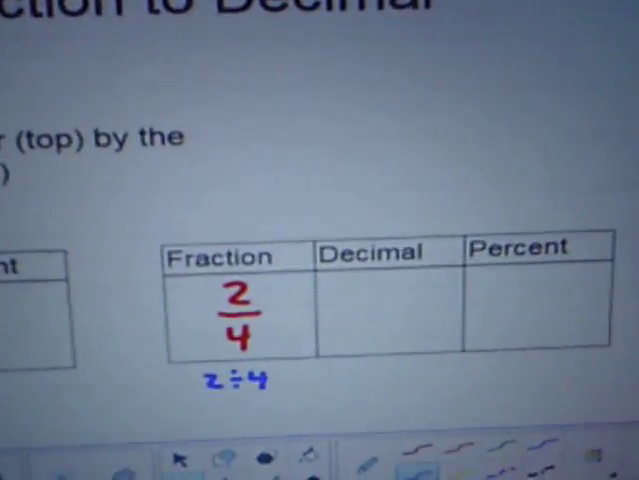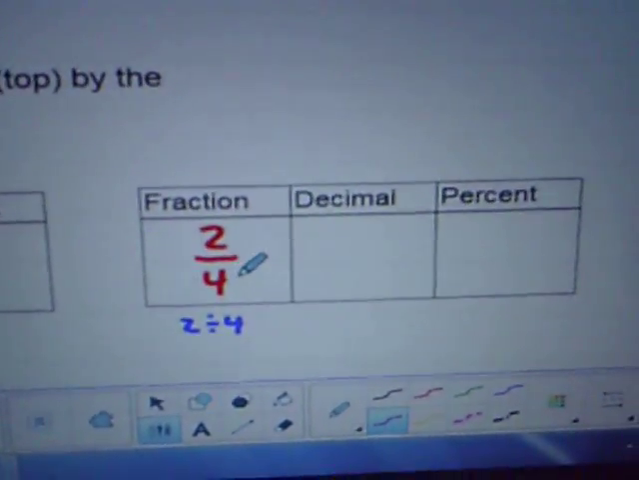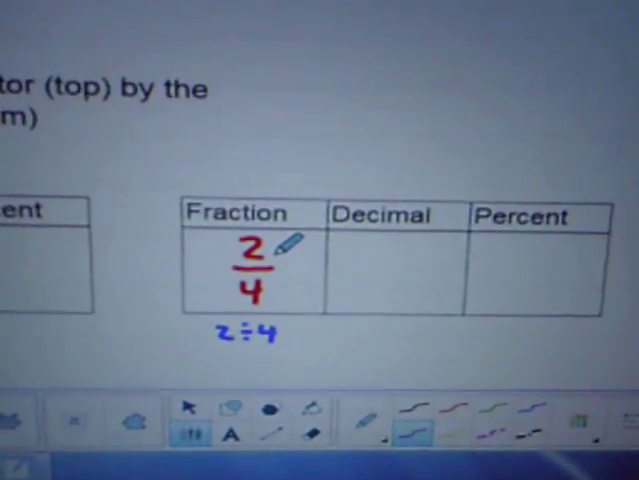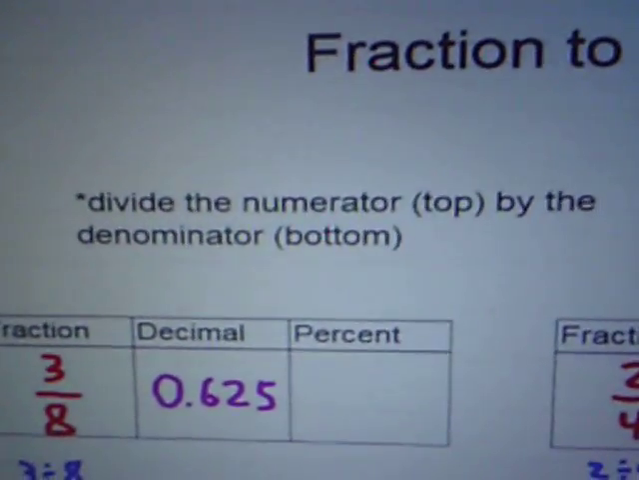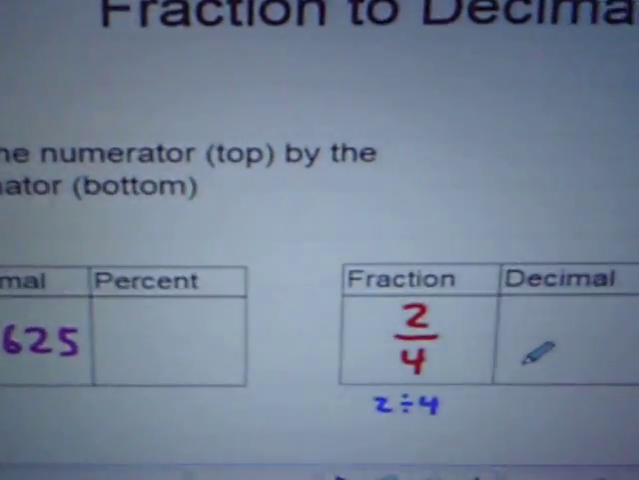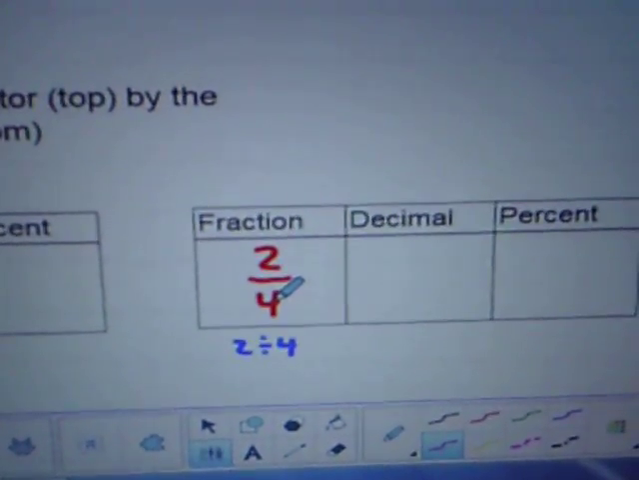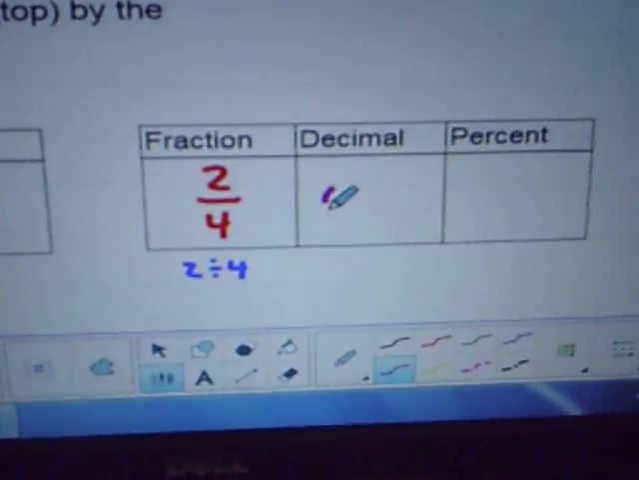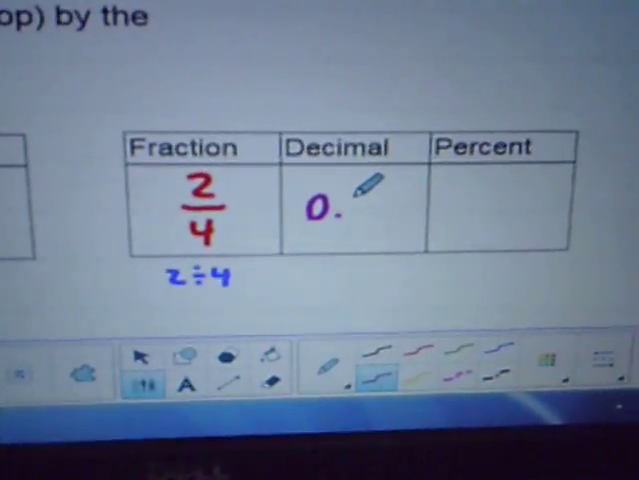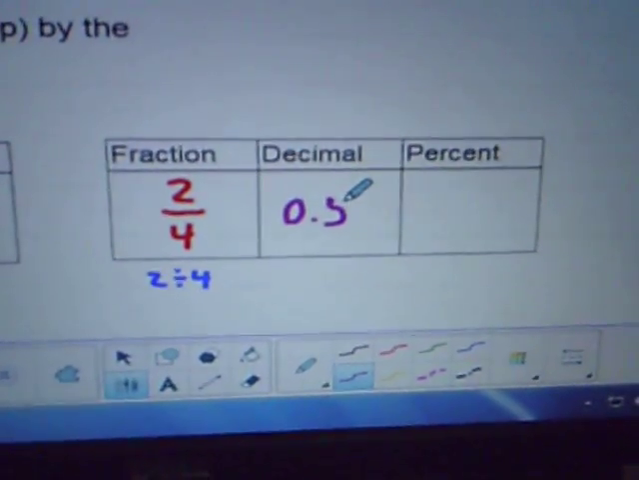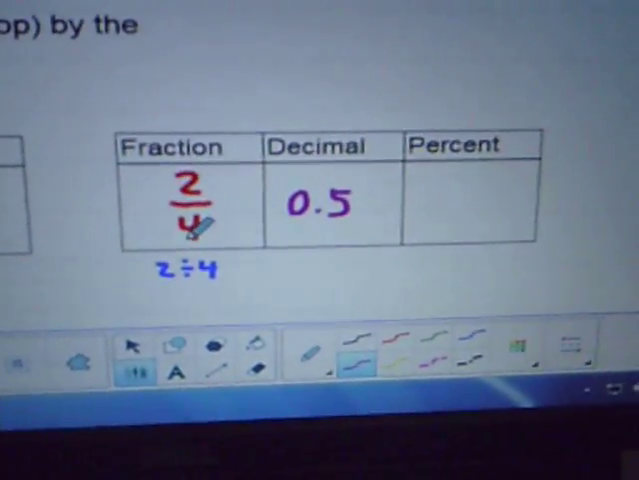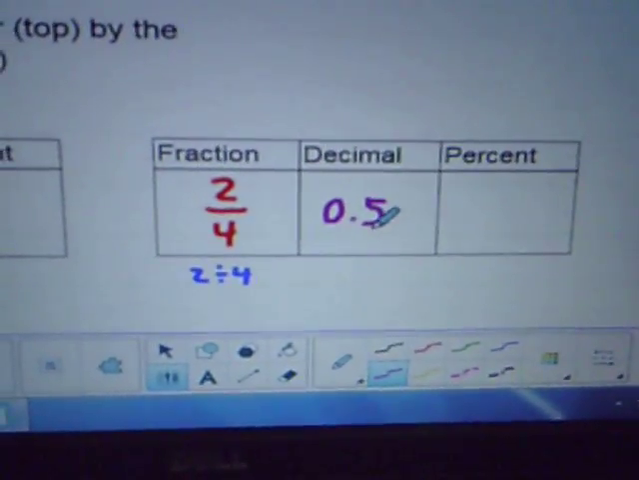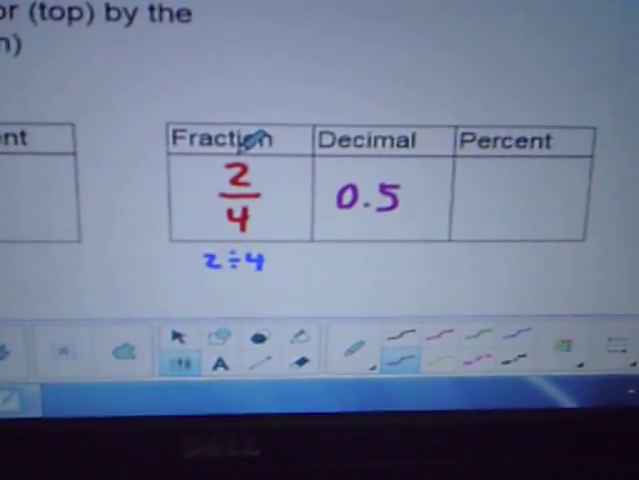For another example, let's look at the fraction 2/4, which is an equal fraction to 1/2. So in order to change it into a decimal, simply divide the numerator by the denominator. The numerator is 2, the denominator is 4. Divide 2 divided by 4, and what you get is 0.5. Again, the same value, 2/4 has the same value as 0.5. However, this is just the decimal version of this number. Okay?